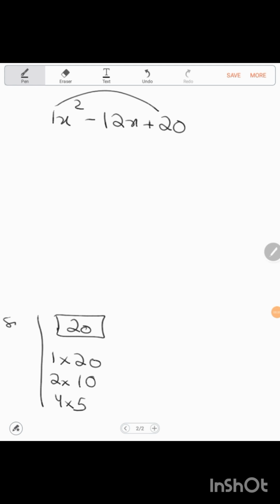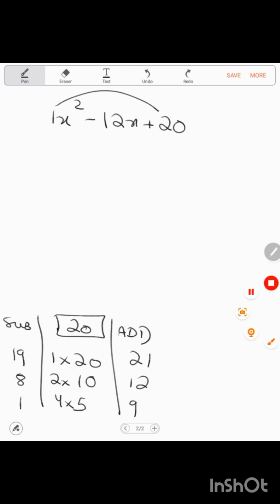If you subtract, and once if you add: 20 minus 1 is 19, 10 minus 2 is 8, and 5 minus 4 is 1. And if you add, you are getting 21, 12, and 9. So over here you need to get negative 12. So let's do it. You are going to get 12. So this is the factor that you are going to pick up.